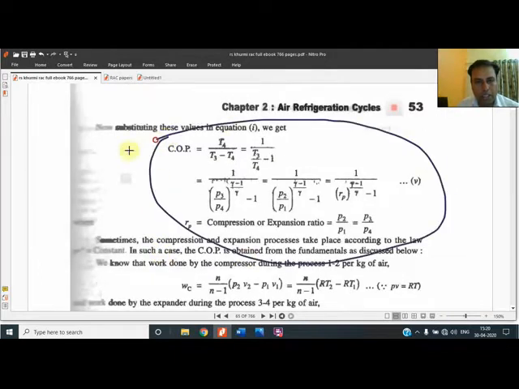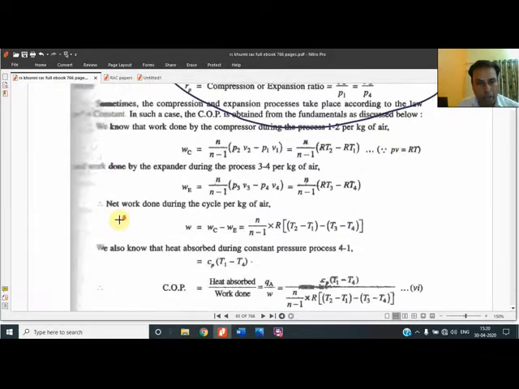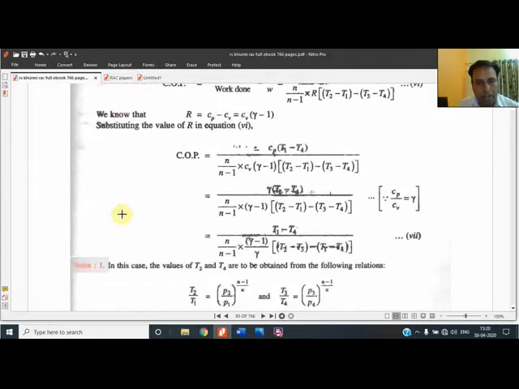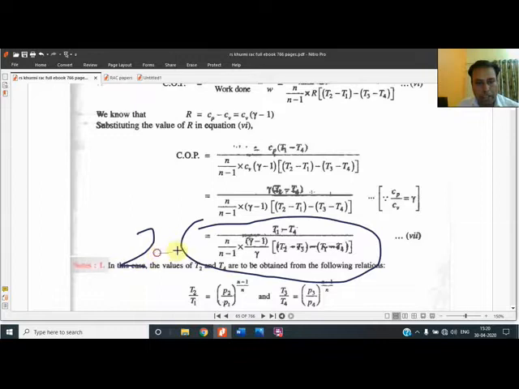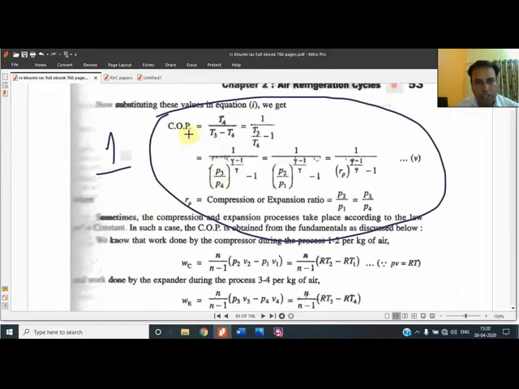This is the first case, and when expansion and compression take place by PV to the power gamma, this is the second case, the second formula. Only two formulas are there, no third formula is there. So learn that only two formulas are there. First I have shown you, this is the first one.